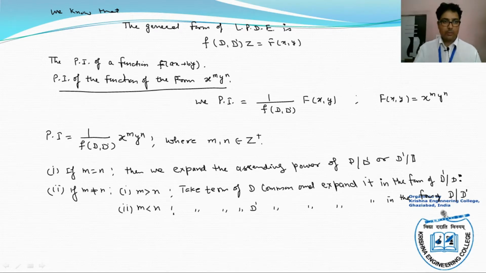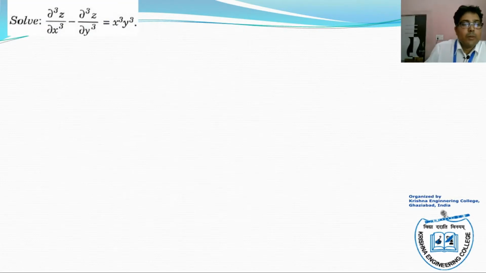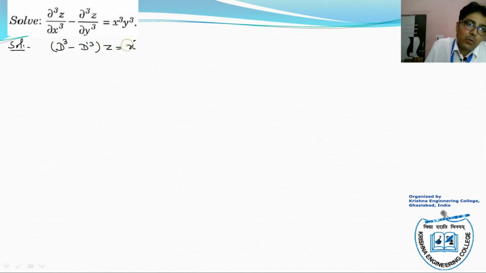Now we learn this method of PI with the help of examples. There is a problem here. First of all, we write the given problem into standard form. This is D cube minus D dash cube, z is equal to x cube y cube, right?